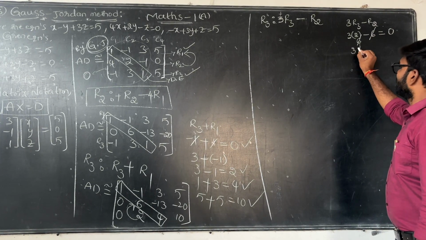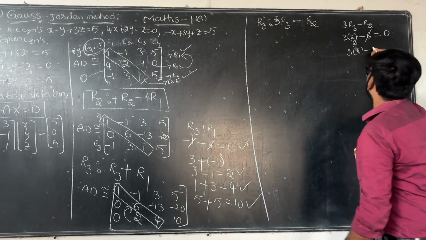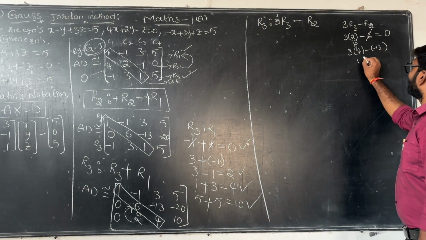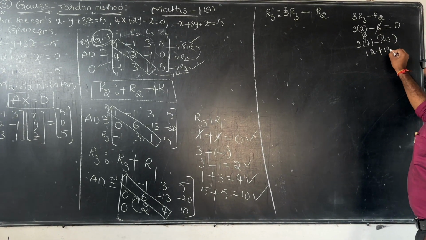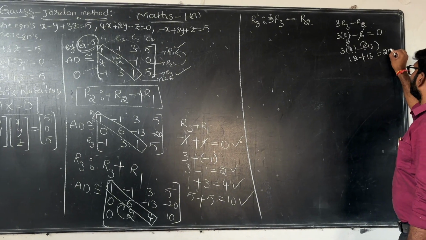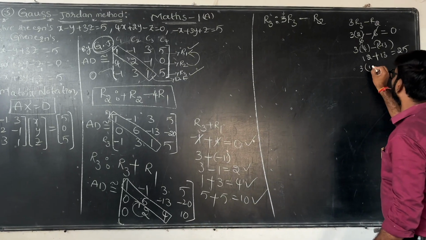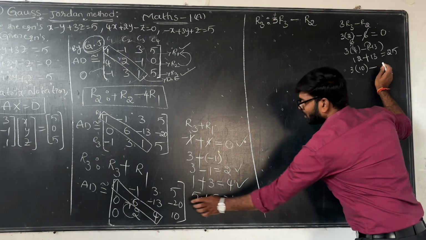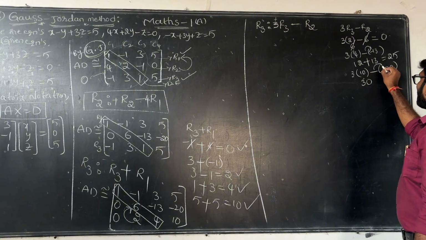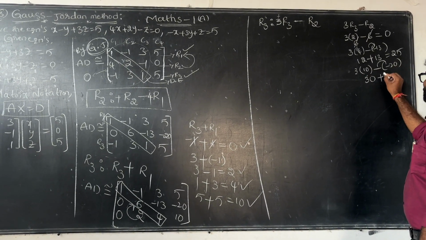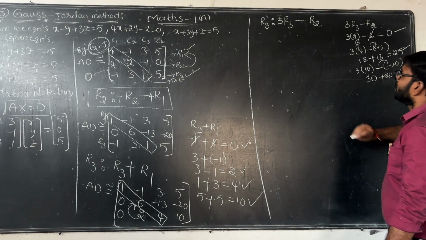Then the second element: 3 into 4 minus the R2 element, minus 13. 3 4s are 12, minus into minus is plus 13. 13 plus 12 is 25. Then the third element: 10 minus the R2 element, minus 20. 3 10s are 30, again minus into minus is plus 20. 30 plus 20 is 50. So finally you will get 3 elements.